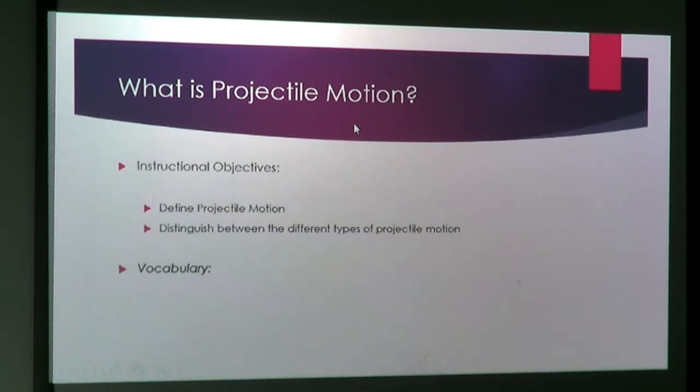Vocabulary to research and define. Actually, I believe that you have this vocabulary already in your notebooks: parabolic, inertia, projectile, and projectile motion.